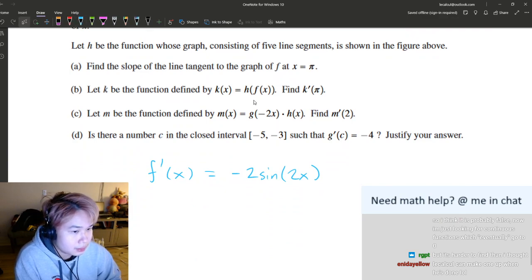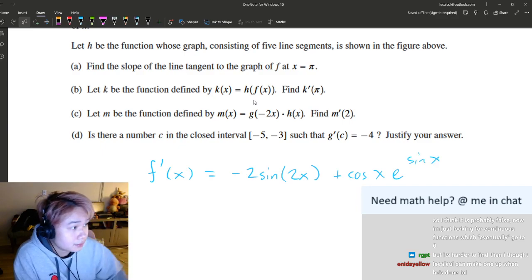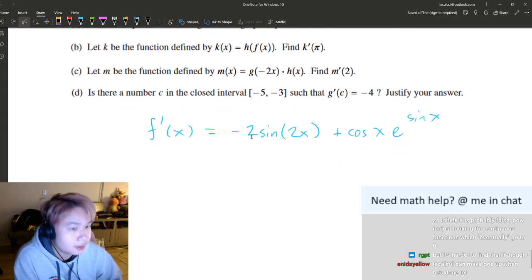I think that's the derivative, and then I plug in pi.